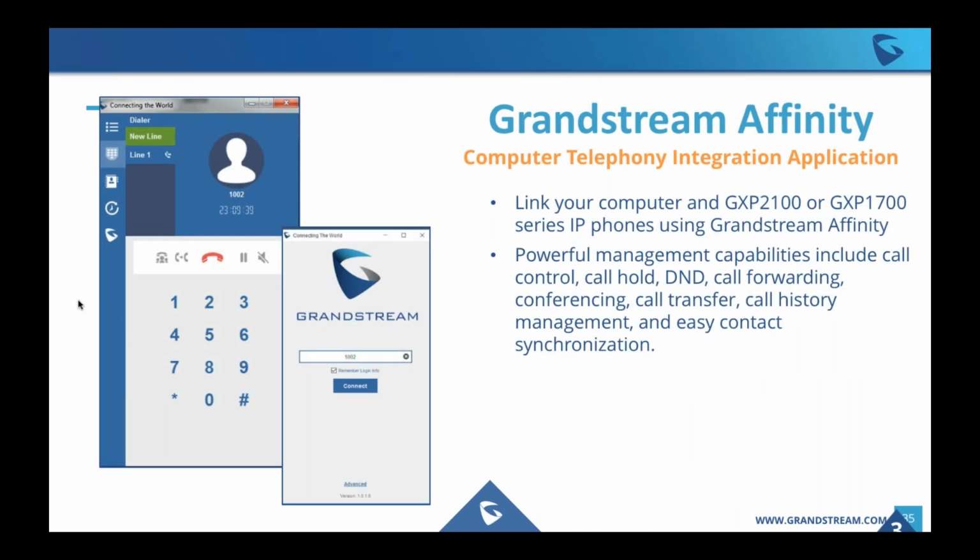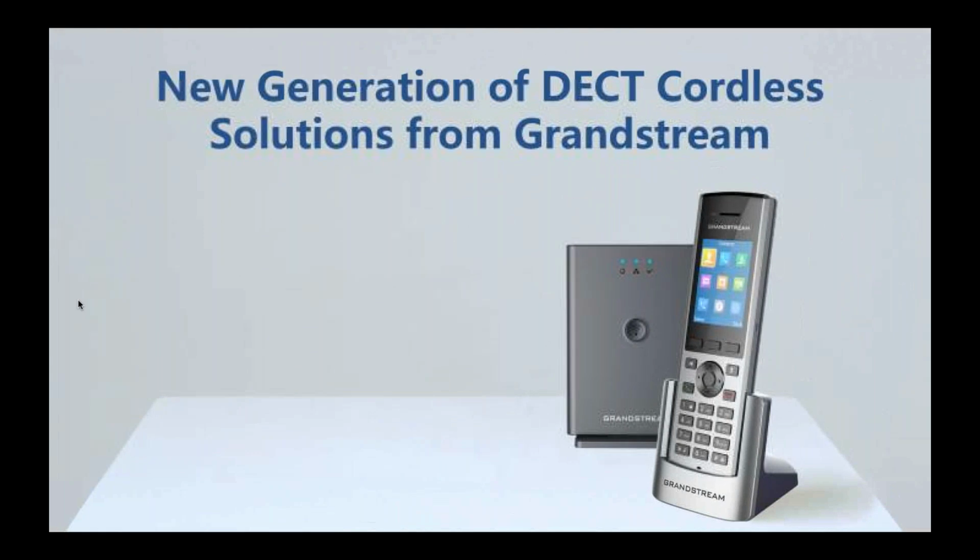Grandstream Affinity is our free computer telephony software. It allows you to have a desktop interface for any Grandstream IP phone. It doesn't support the 1600 currently, but supports the 2100 and 1700 series models. This is big for call centers and a lot of enterprises that want to receive calls and add to their contact book right from the desktop. Okay.